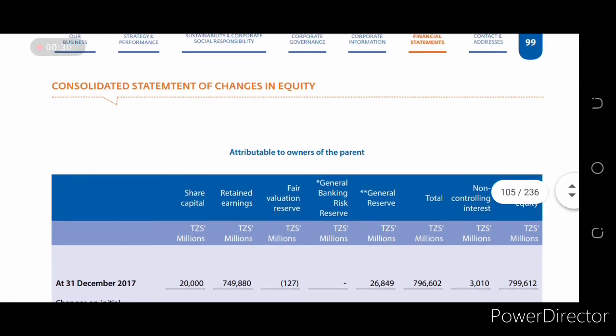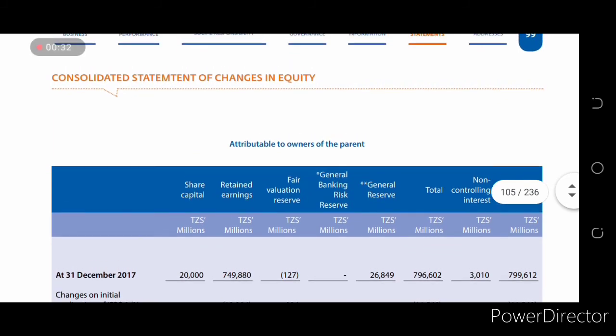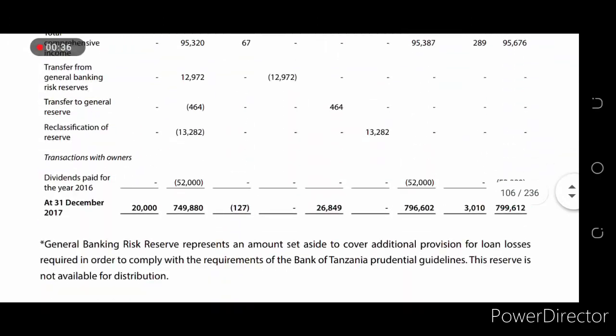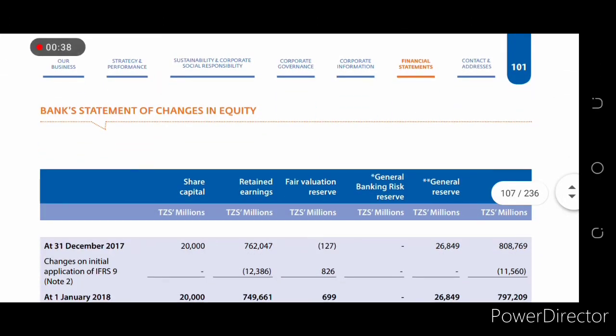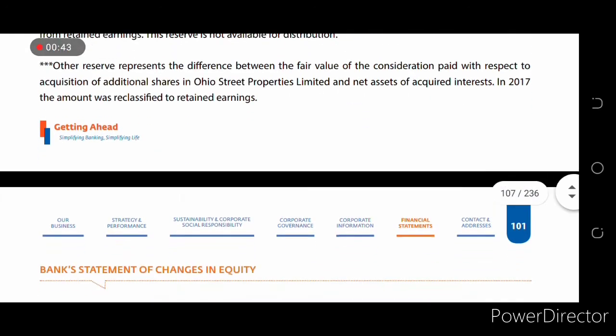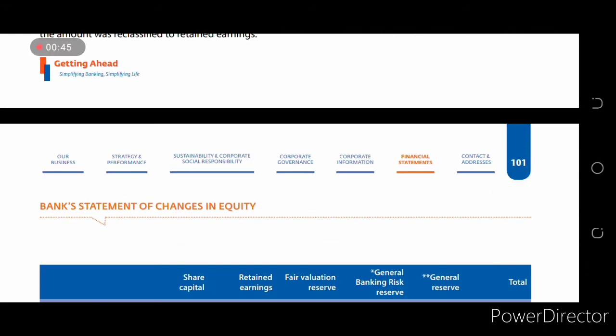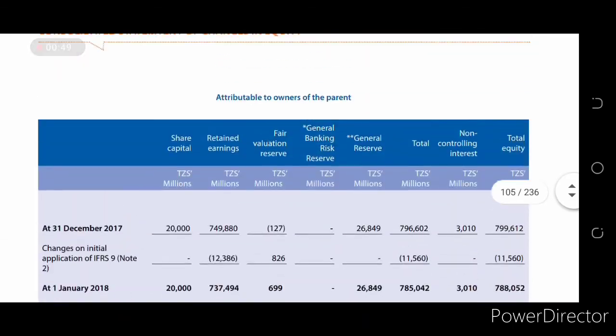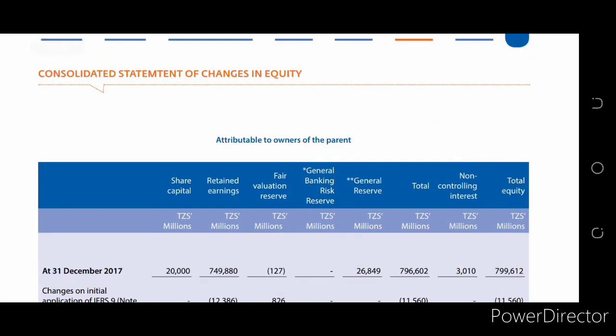As you can see, you see the title Consolidated Statement of Changes in Equity, and then there is a Bank Statement of Changes in Equity right here. And these are two totally different statements of changes in equity. Now the one we're looking at is the Consolidated Statement of Changes in Equity.